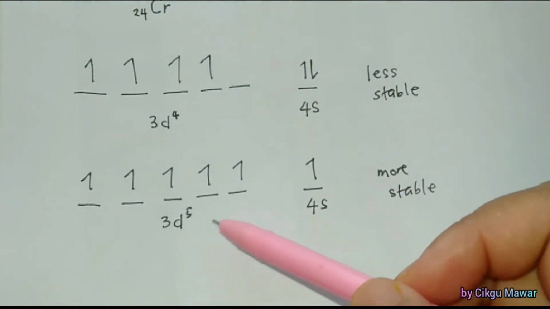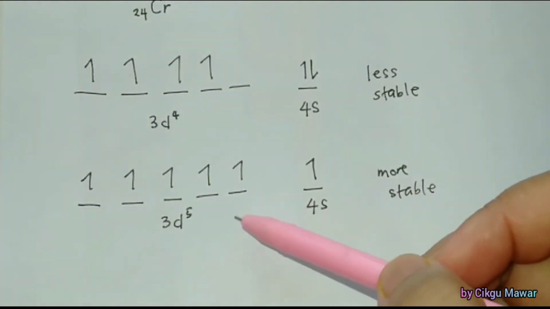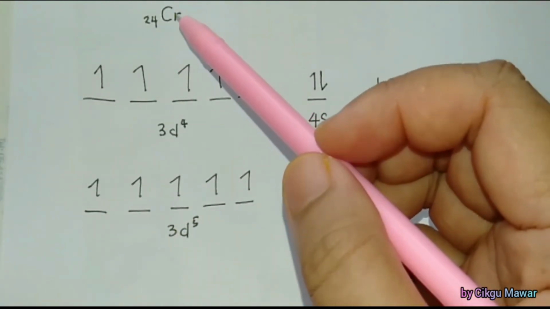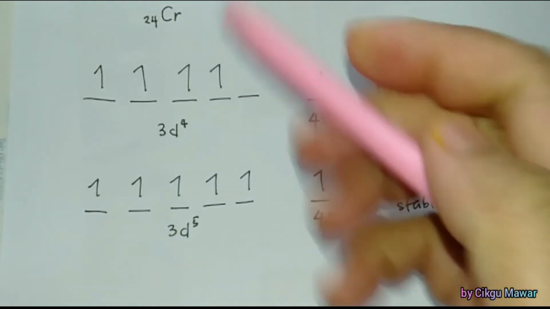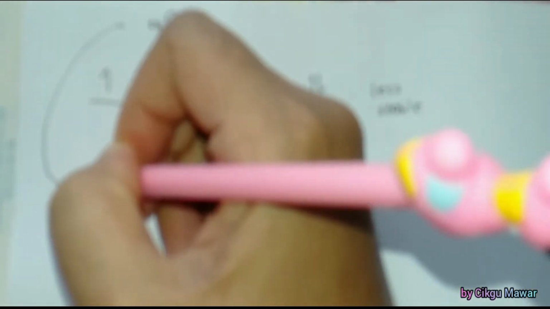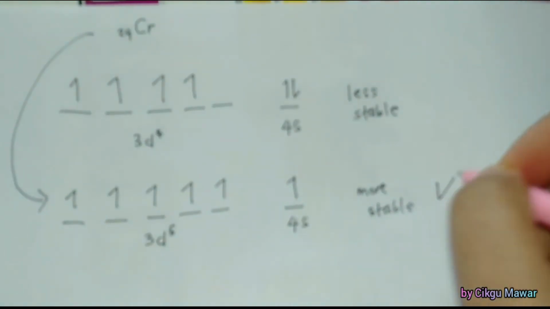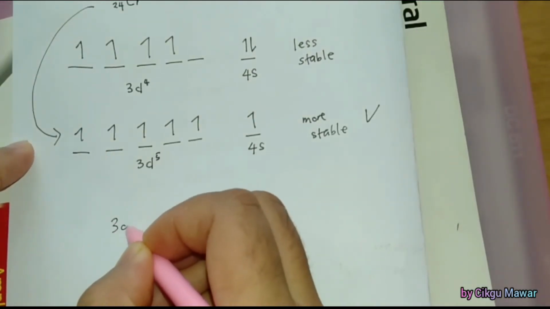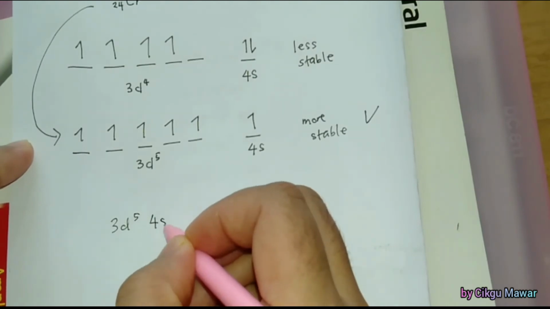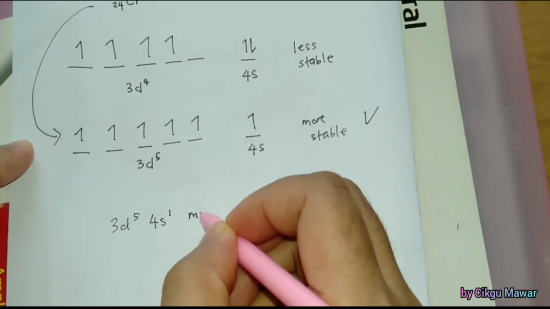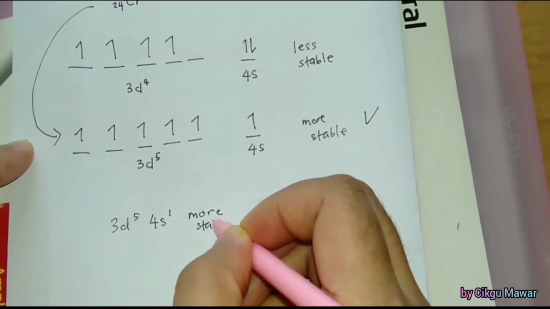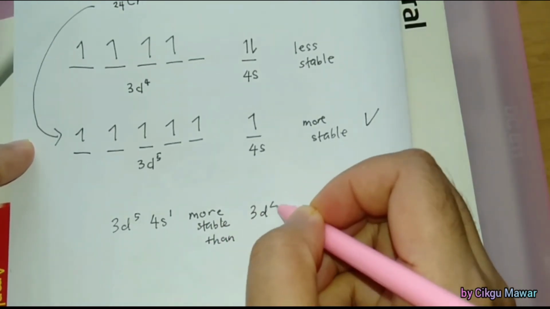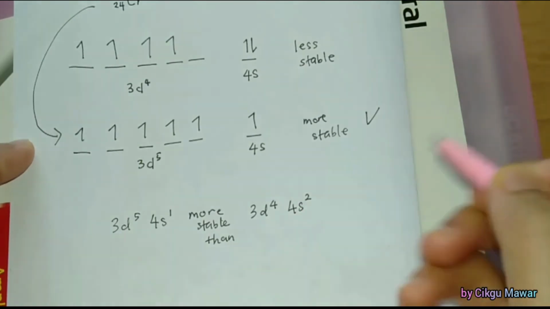Why is the half-filled orbital more stable? That's why, in order to write the chromium orbital diagram, we must draw like this. So this is the correct one. We can see that 3d5 and 4s1 is more stable than 3d4 and 4s2.